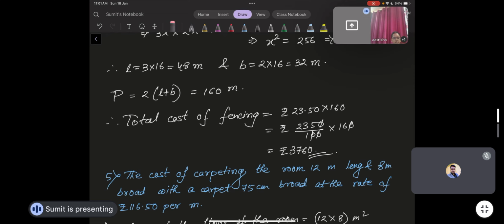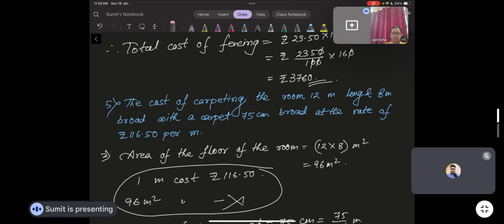What is the cost of carpeting, or find, that is not there here. So we have to find the total cost of carpeting the room if the rate is 116.50 per meter, okay, and cost is in terms of meter. So that means if the carpet will be carpeting, where will the carpet be, like in the floor, in the area or in the perimeter? Area. In the area. So that means we have to find the area of the room at first. So area of the floor is 96 meter square.